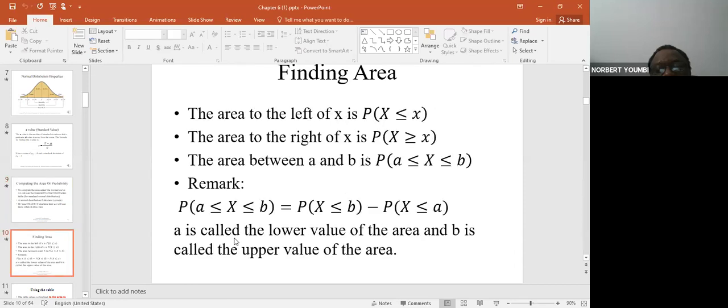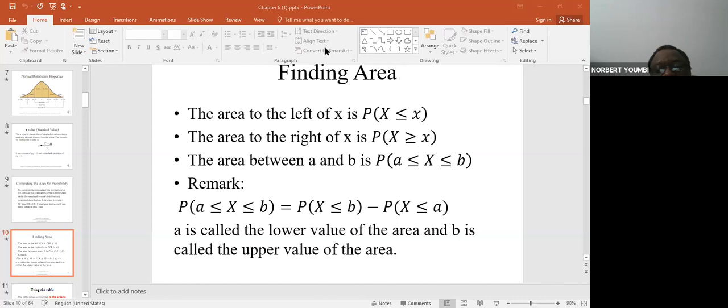So, probability is expressed on a graph as the area. When we want to speak about the area to the left of a value x, it is the probability that X is less than or equal to x, as I showed you on the whiteboard. When we want to express the area to the right, it is the probability that X is greater than or equal to x. And the area between two values, A and B, is the probability that X is greater than A and less than B.